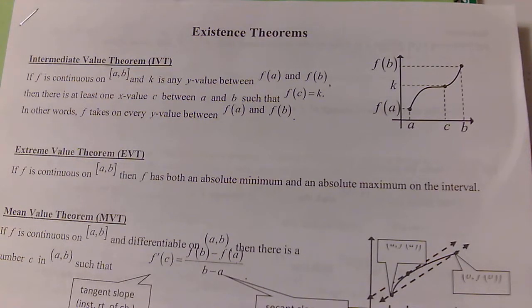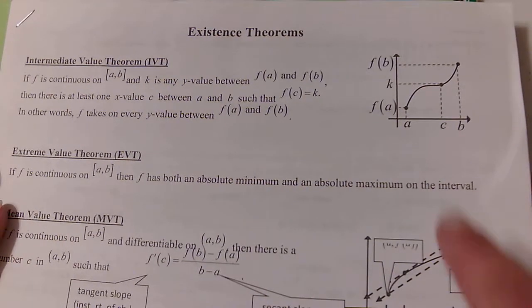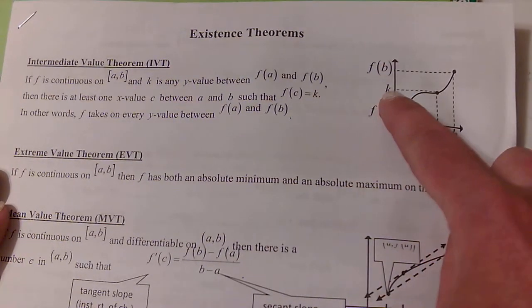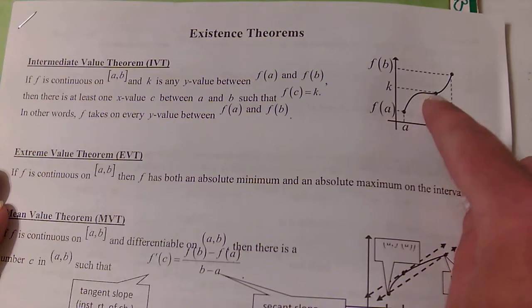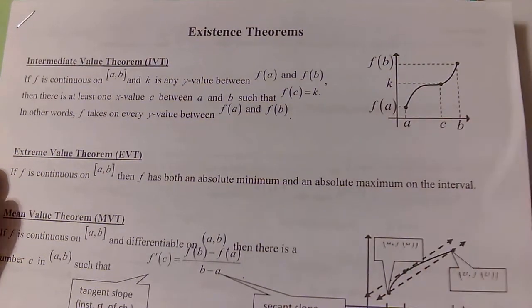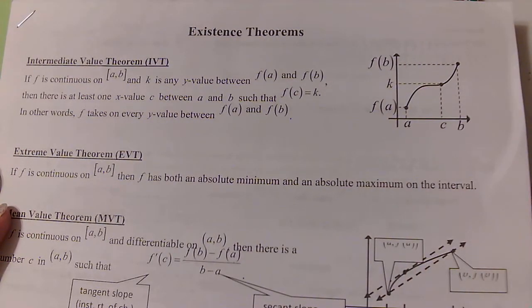Okay, more information on IVT. So IVT says if we have a continuous function and we have some value between f of a and f of b, like k, then there has to be some x value that gets there. That's all it really says.